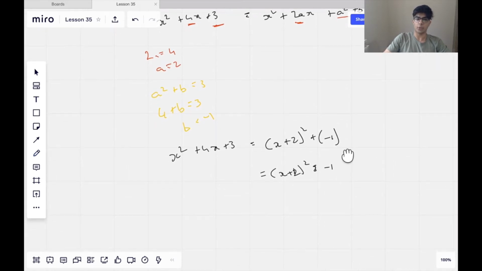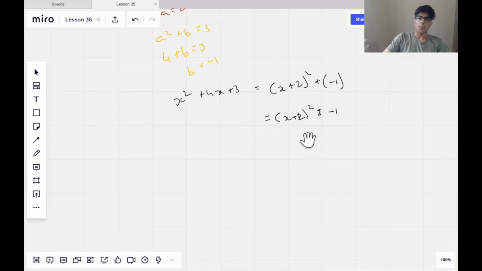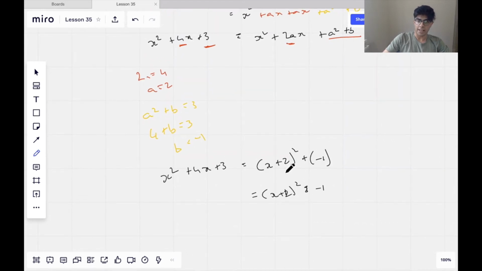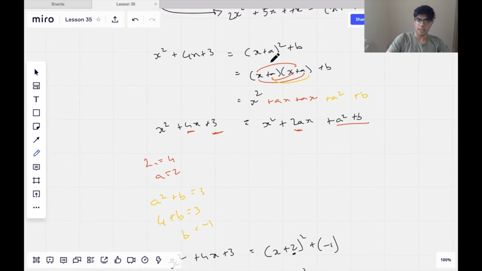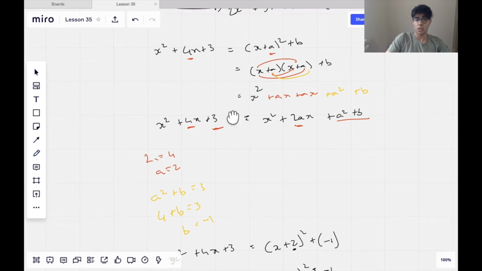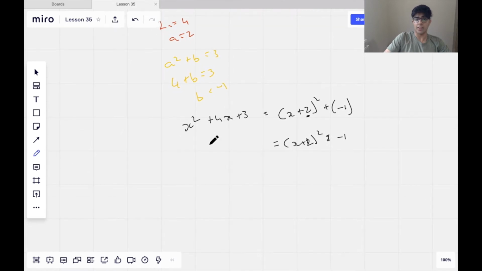There's actually a bit of a quicker way to do this. If you notice, this a term in the (x plus a) is always going to be half of this term here, because you have 2a here, and you just divide that by 2. So straight away, if you want to factorize this, you can say you're going to have x plus half of this term, so (x plus 2), then you square it.